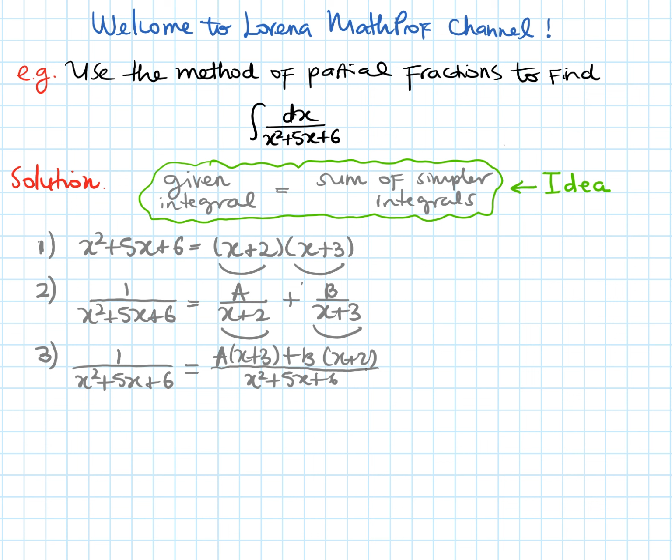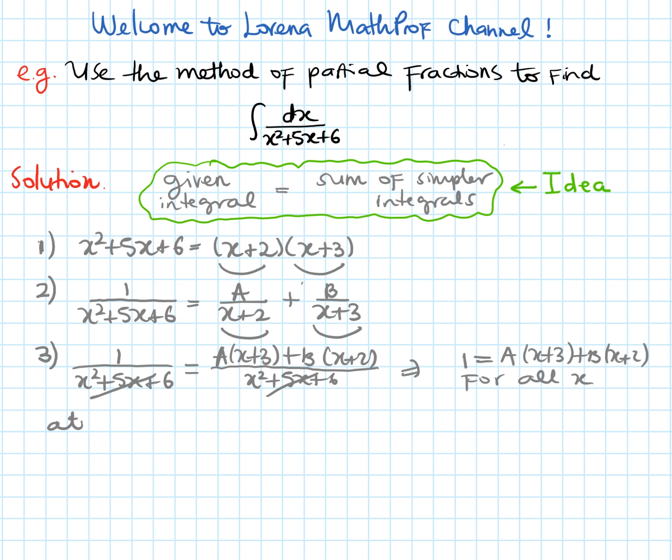So that would be a times x plus 3 plus b times x plus 2. 1 over the quadratic equals something divided by the quadratic, the same one. Then the top parts have to be the same. So 1 has to be equal to a times x plus 3 plus b times x plus 2. This is true for all possible values of x. And now we will exploit that to find the values of a and b.